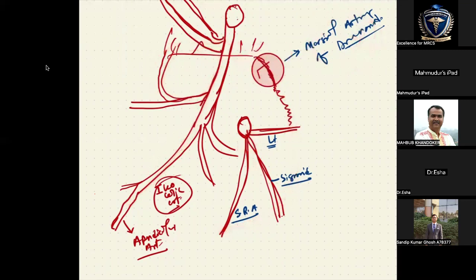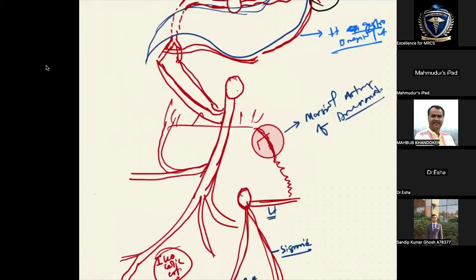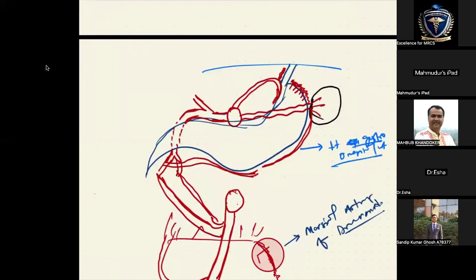Right. So I think we have covered the superior mesenteric artery and inferior mesenteric artery, and we'll come to those things later on. Now come to the celiac trunk again. We have discussed this. So this is the left gastric artery, and here there is another vessel that is called the right gastric artery.